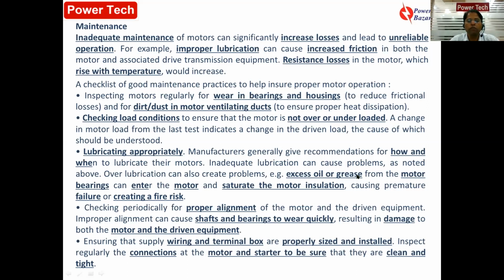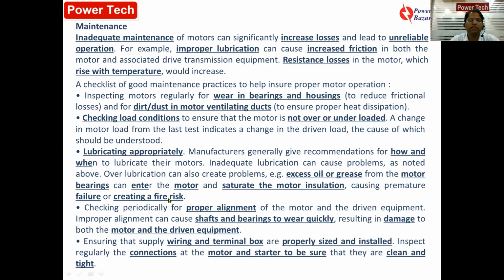What will happen, it will go from the motor bearing into the motor windings and saturate the motor insulation, because it will clog the motor insulation, so there will be premature failure of the insulation, which may cause fire risks. So over lubrication or under lubrication is always a problem. We have to see that lubrication is perfectly done.